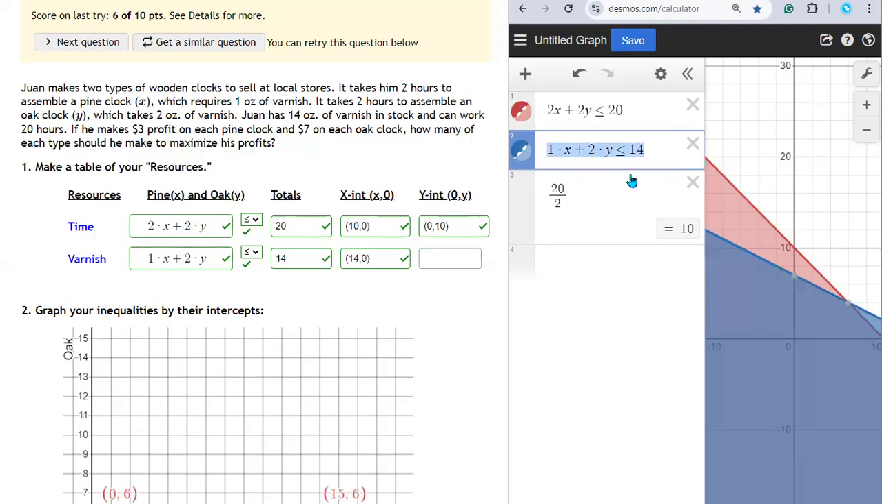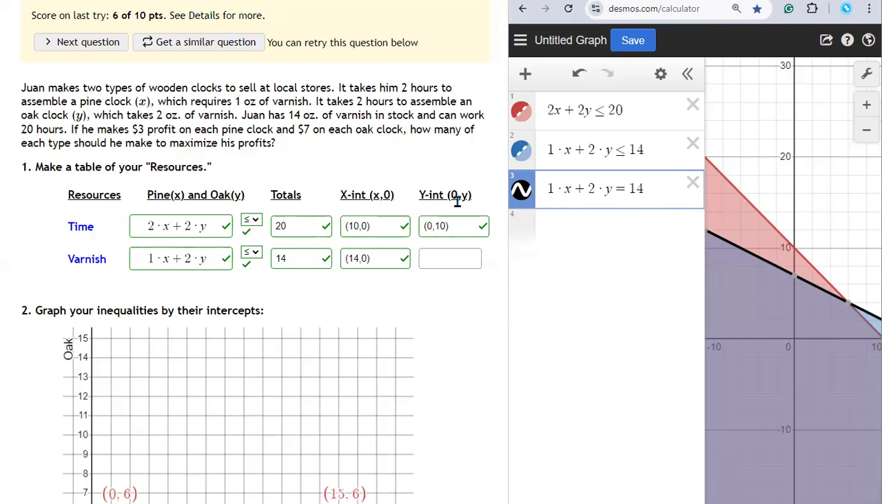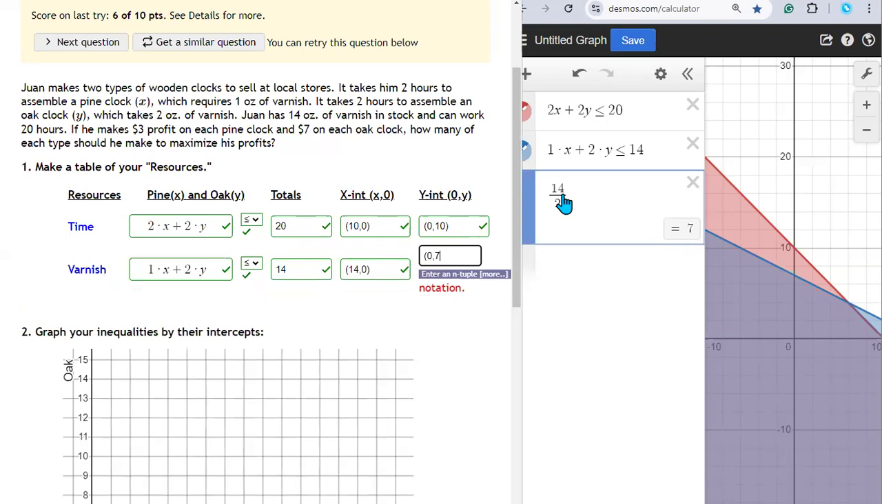Okay, now we need to get the y-intercept of the varnish constraint. We want to know what y is when x is 0. So we're going to replace this with 0. 0 times 1 is 0. 0 plus 2y is 2y. Divide both sides by 2. 2 divided by 2, well, that's 1. 1 times y is y. And so when x is 0, y is 7.